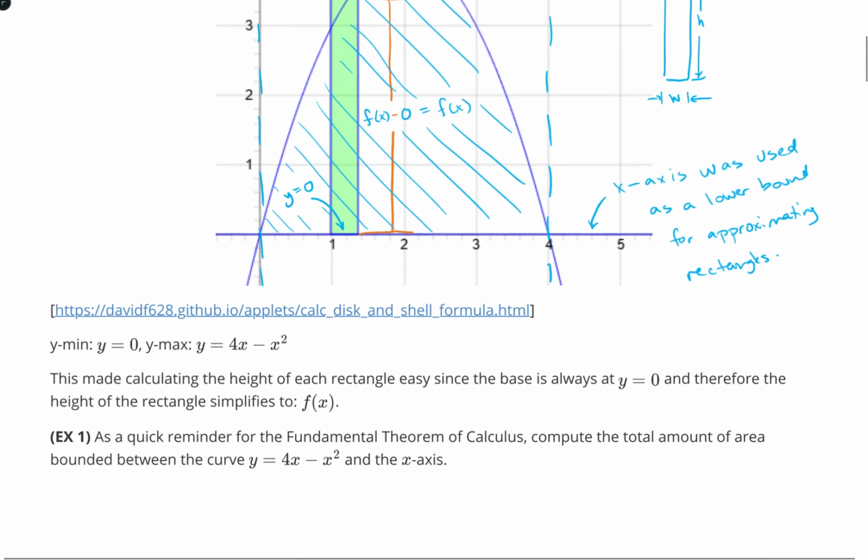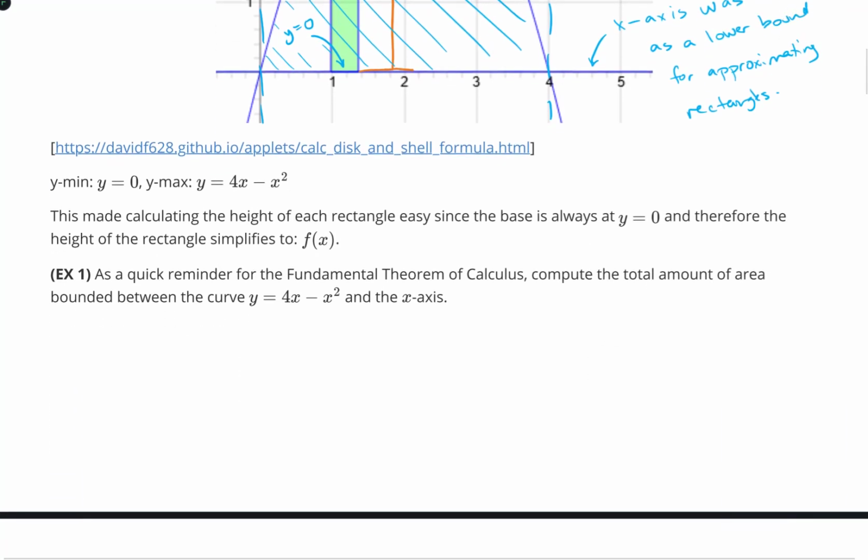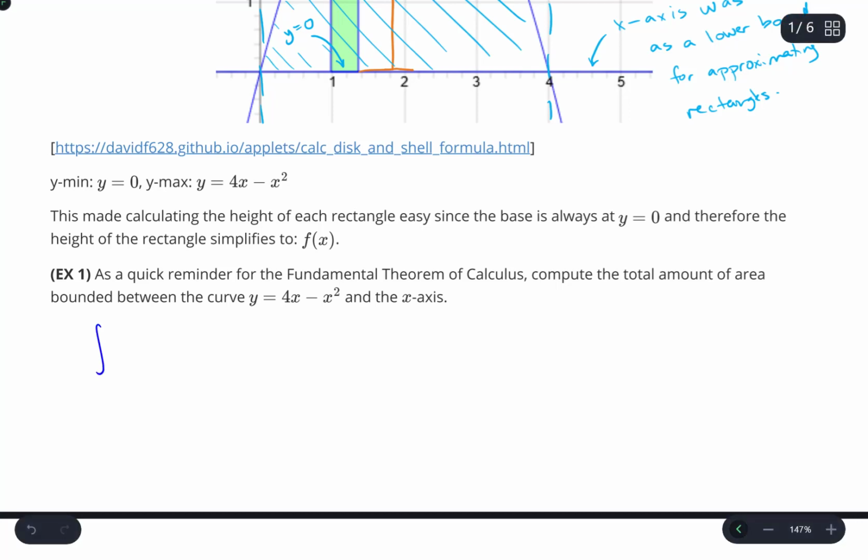So just as a quick reminder, let's actually go through the computation of calculating this area and see what we recall of that, because this is going to be something that we do a lot here. So let's compute the total area here. The notation that we use, the area here, actually let me label that. So the area that we're going to compute is going to be the integral of our function f of x, so 4x minus x squared.